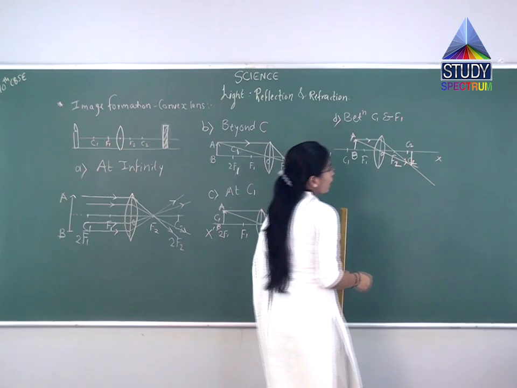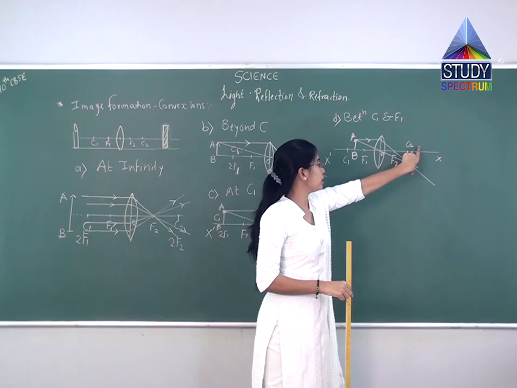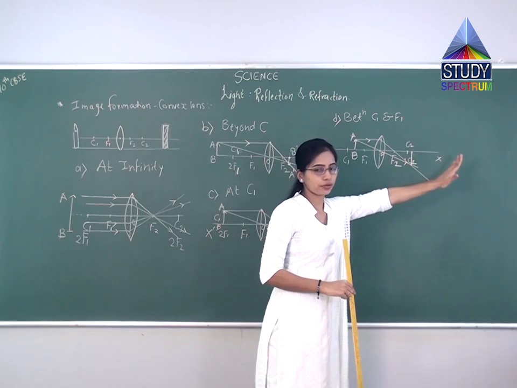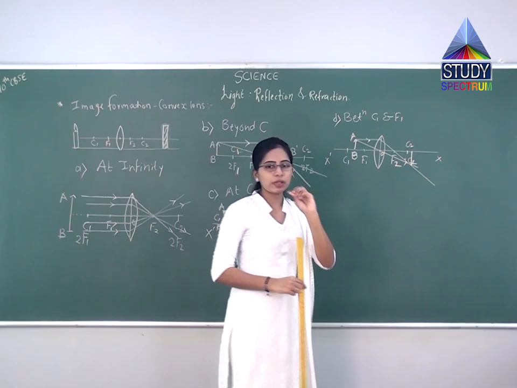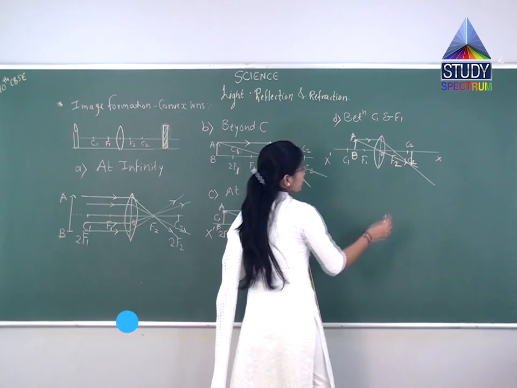You will see that the size of the object is smaller than the size of the image. Means you will get the image beyond the center of curvature, that is beyond C2, and here the image will be enlarged and also it will be again an inverted image. Just like this you will get A dash B dash.